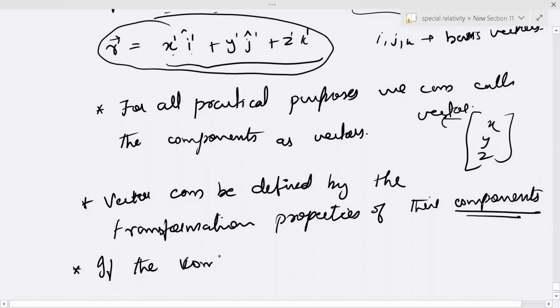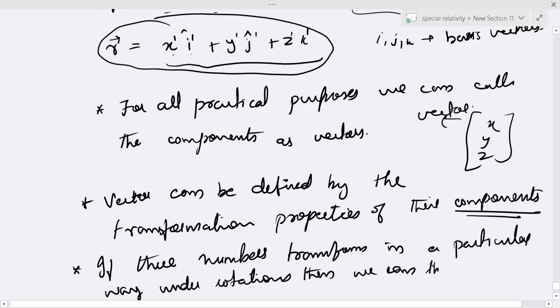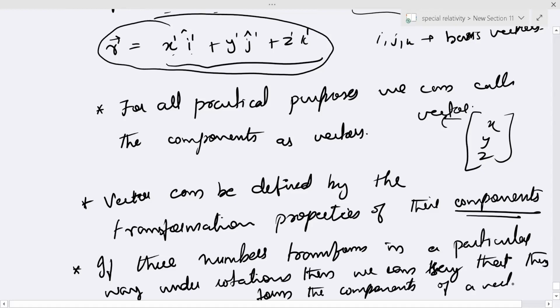If three numbers transform in a particular way, let's say under rotation, then we can say that they form the components of a vector.